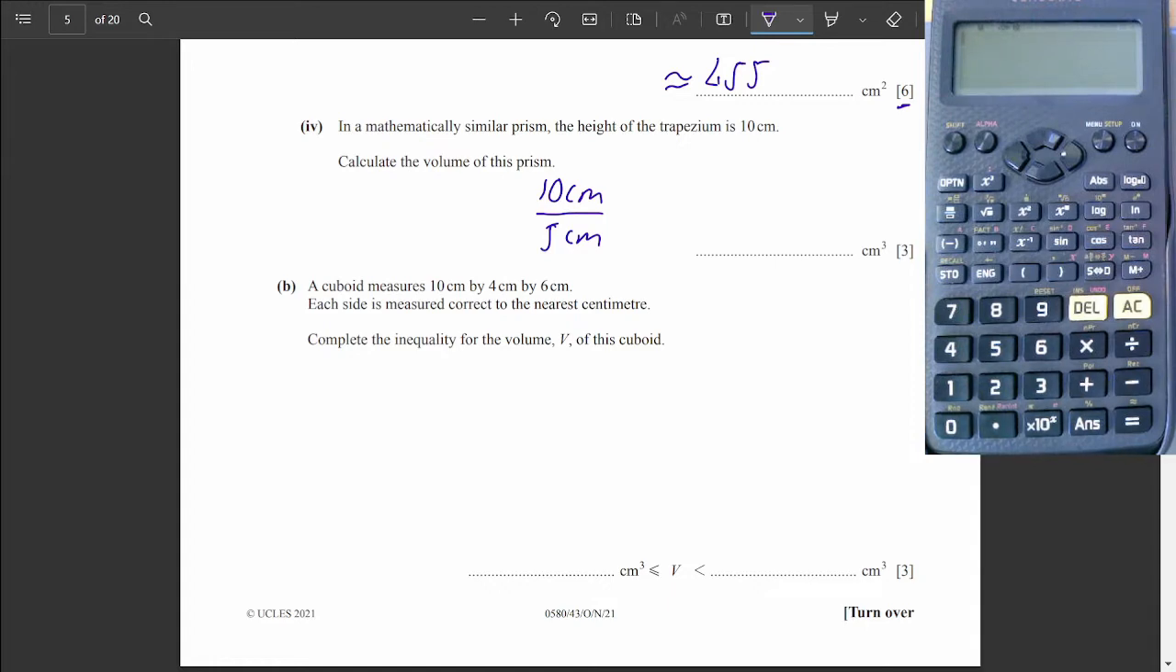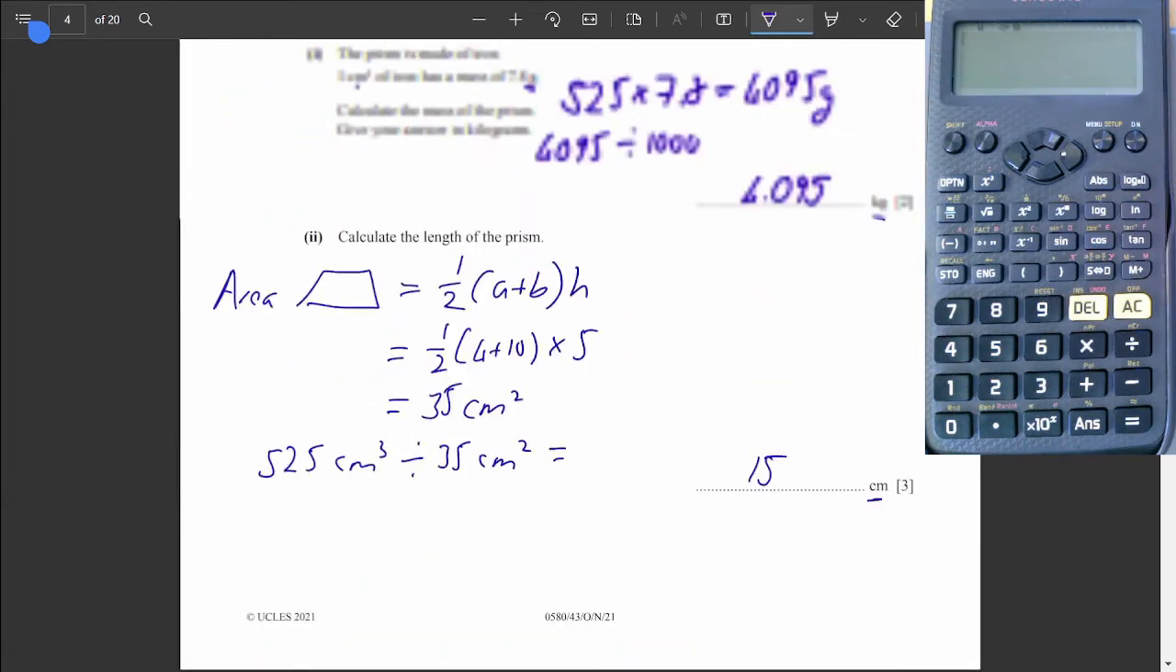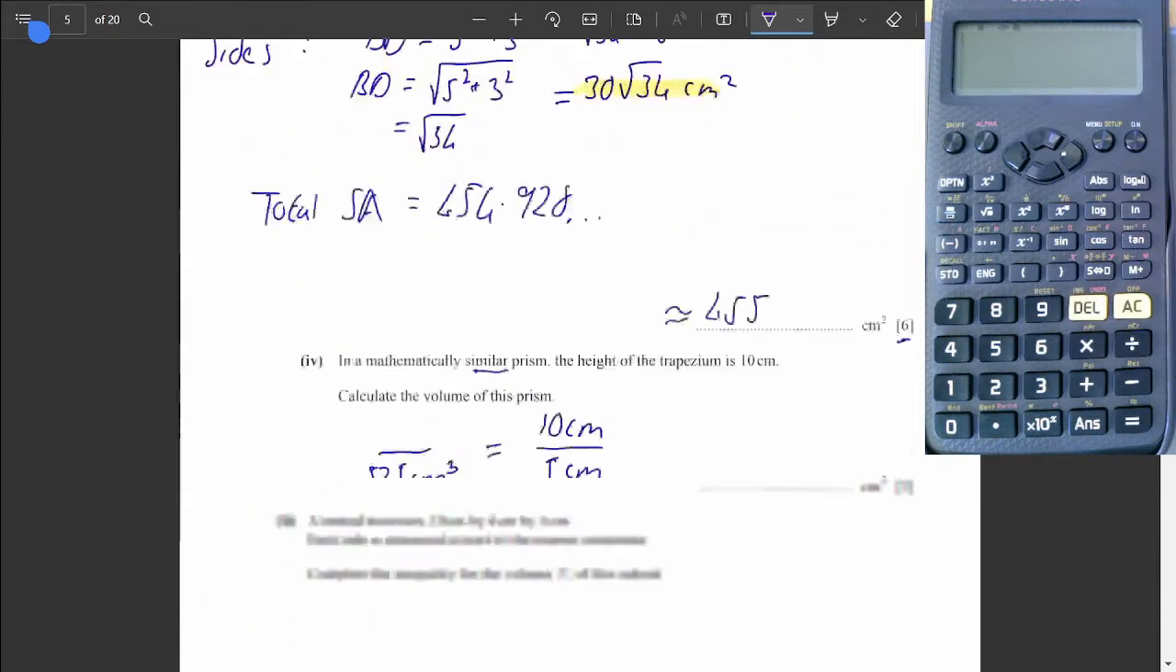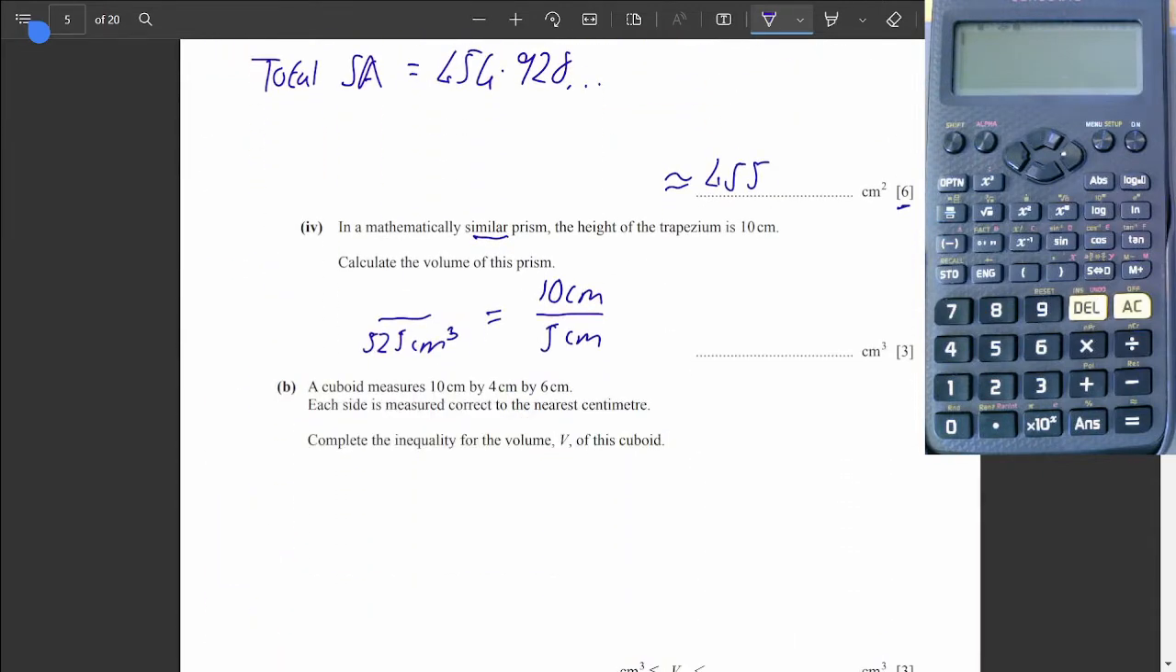Now, similar shapes is all about ratio. So if 10 over 5 centimeters gives us the ratio of the big one over the small one, we do the same here. We have the small one at the bottom, and they gave us, remember, the volume of that one was 525 centimeters cubed. They gave it to us up there, just in case you forgot. There it is. And we want to know the volume of the new bigger one.